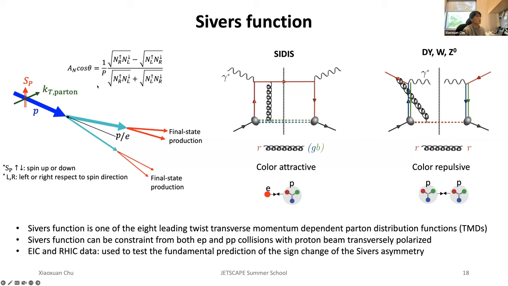And this asymmetry is very sensitive to the Sivers function, so we can extract the Sivers function from this asymmetry. On the other hand, it is predicted that this asymmetry has the opposite sign between the ep collisions in SIDIS and the pp collisions in Drell-Yan. So by combining the EIC data and the RHIC data, we can really test this fundamental prediction of the sign change of the Sivers function between the two collision systems.